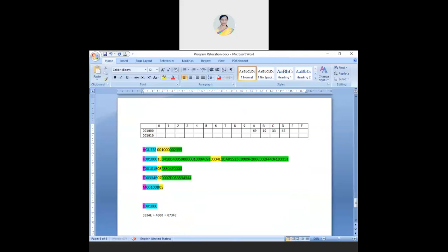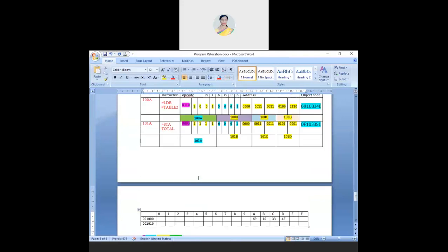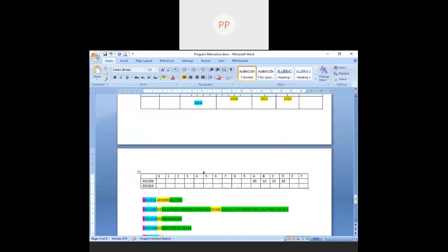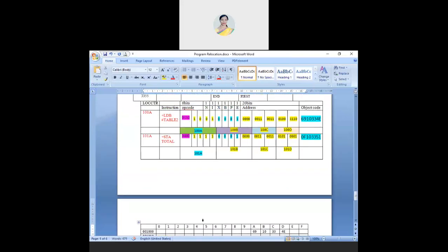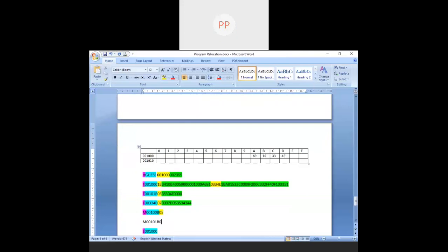So this will be M. Can you tell me the answer? Where I have to make the change? Yes, Prajwal? Where I have to make the change? 101B. Yes, 101B. And how many half bytes? 5 half bytes. 05, okay, fine.